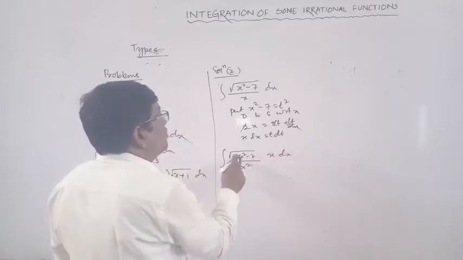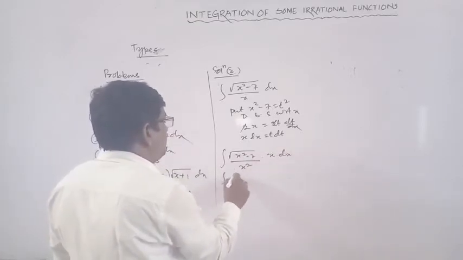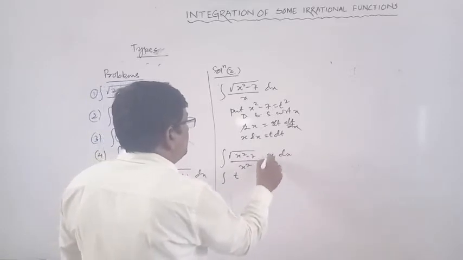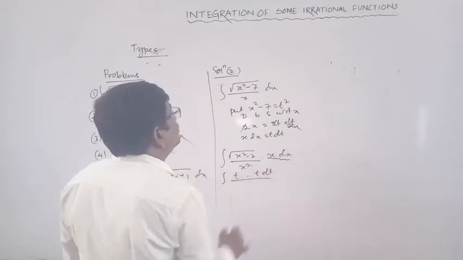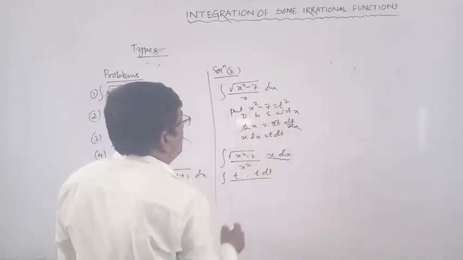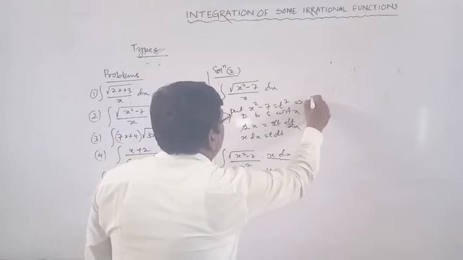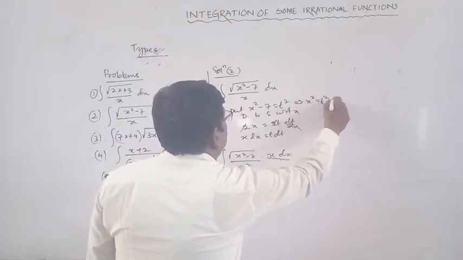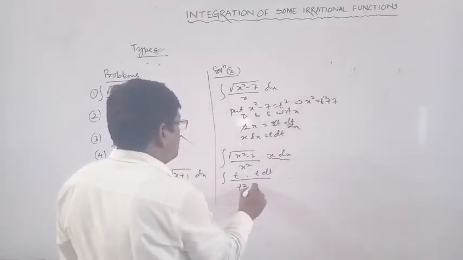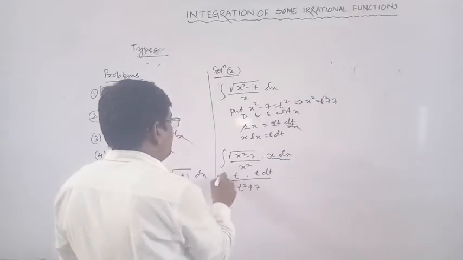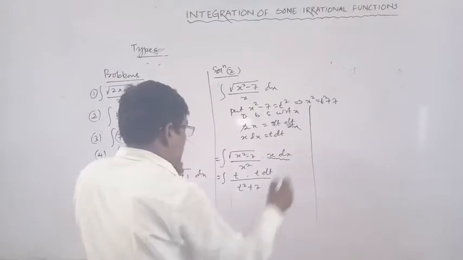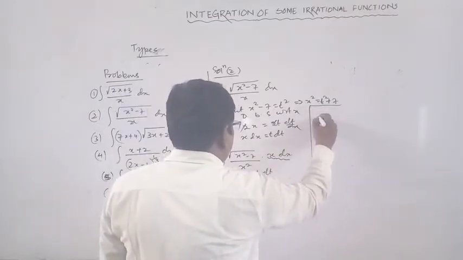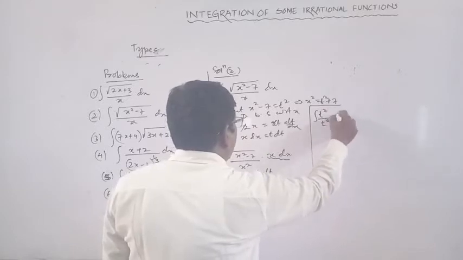So this is equal to root over t square, which means t, and x dx means t dt, divided by x square. The value of x square is equal to t square plus 7. So t square plus 7. Now this is equal to t square divided by (t square plus 7) into dt.